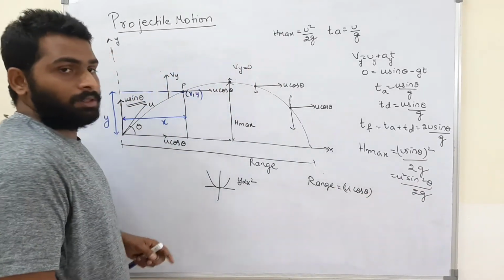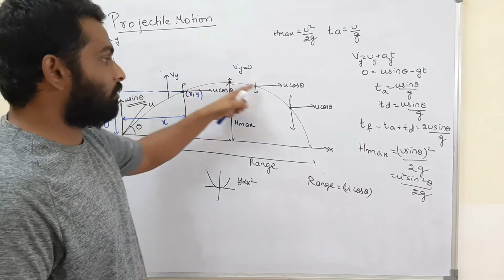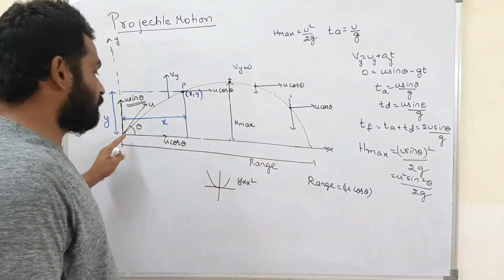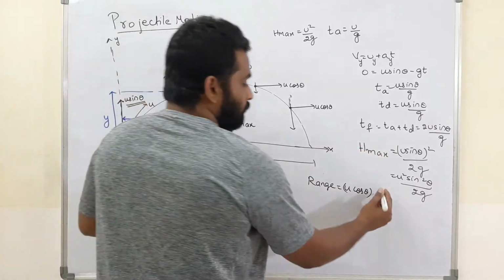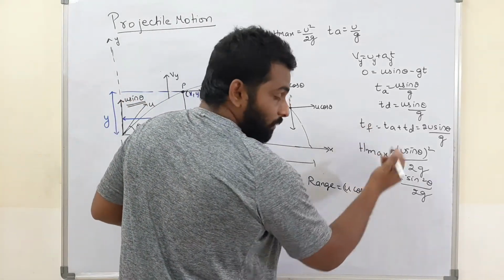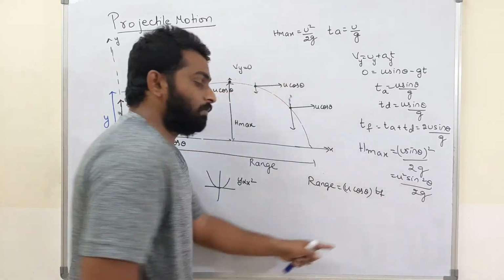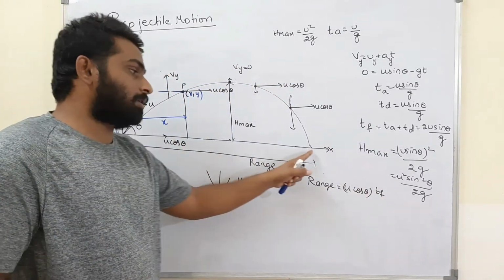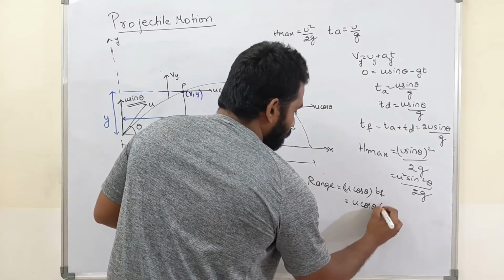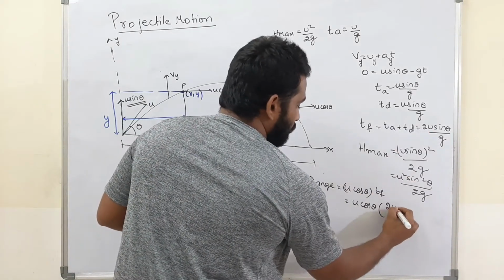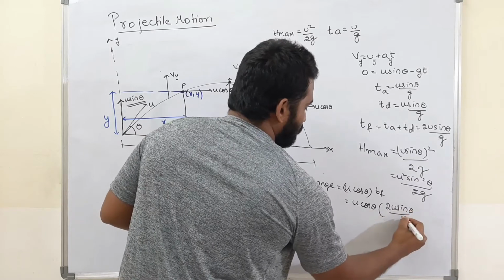What's the time? The time taken by the body to reach from here to here. In that time only the body is traveling from here to here horizontally. What is that time? It is nothing but simply the time of flight. In this time of flight only the body is moving from here to here. Therefore, simply keep u cos theta into the time of flight, which is 2u sin theta by g.